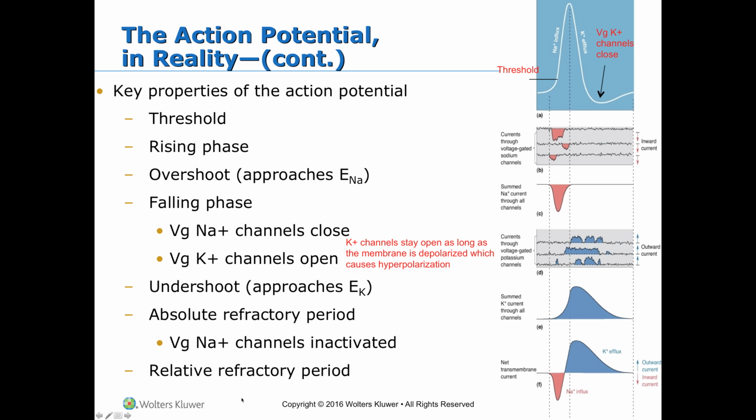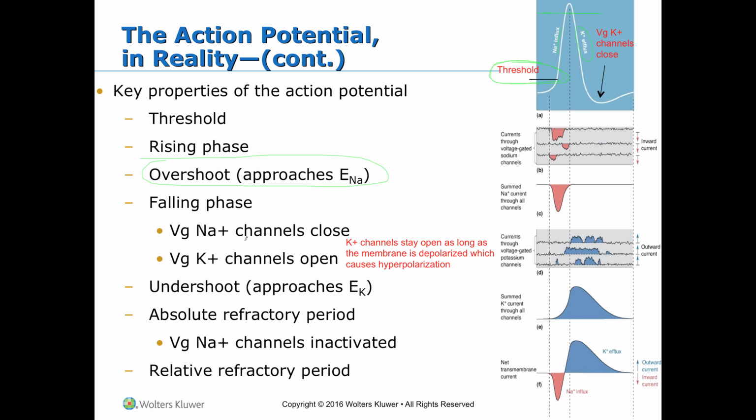So key properties of the action potential that we've already talked about, and that we're just going to go over again, start with the threshold period. This is roughly negative 55 millivolts, the moment at which these voltage-gated sodium channels will open up, allowing sodium influx to occur. This period of sodium influx is known as the rising phase of the action potential. The overshoot is the period at which you are approaching the equilibrium potential for sodium. The falling phase is due to potassium efflux.